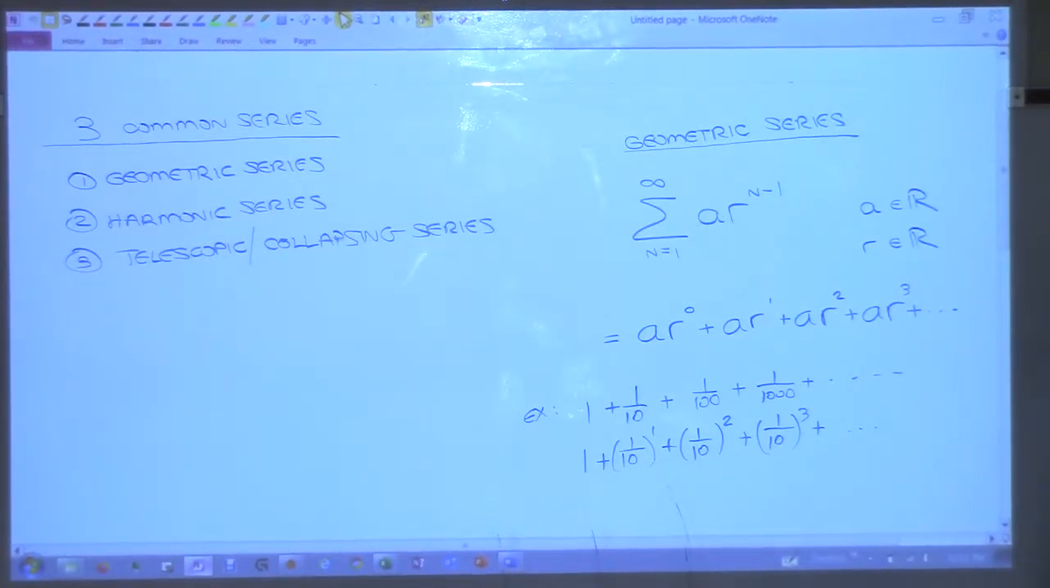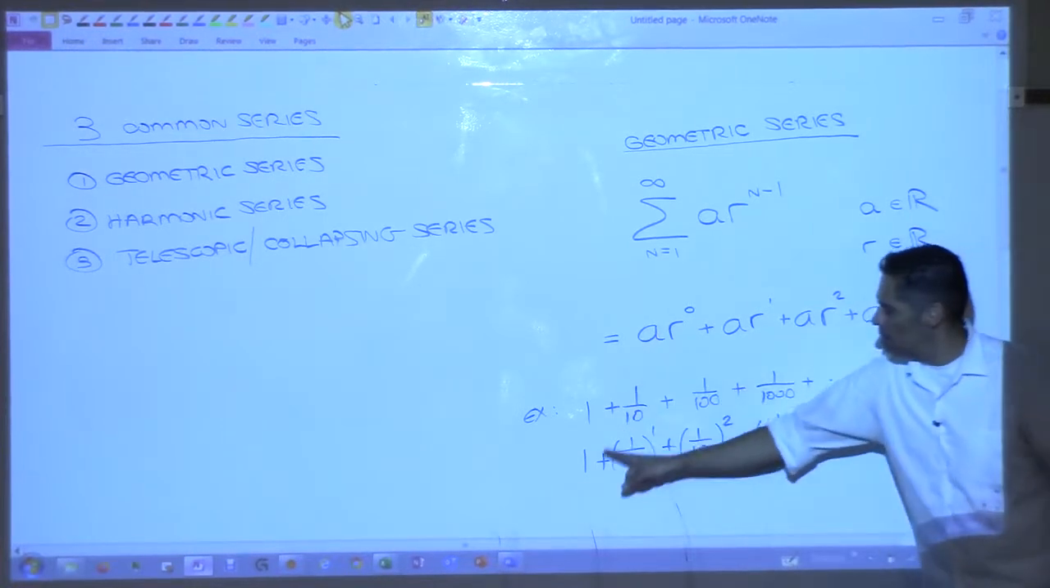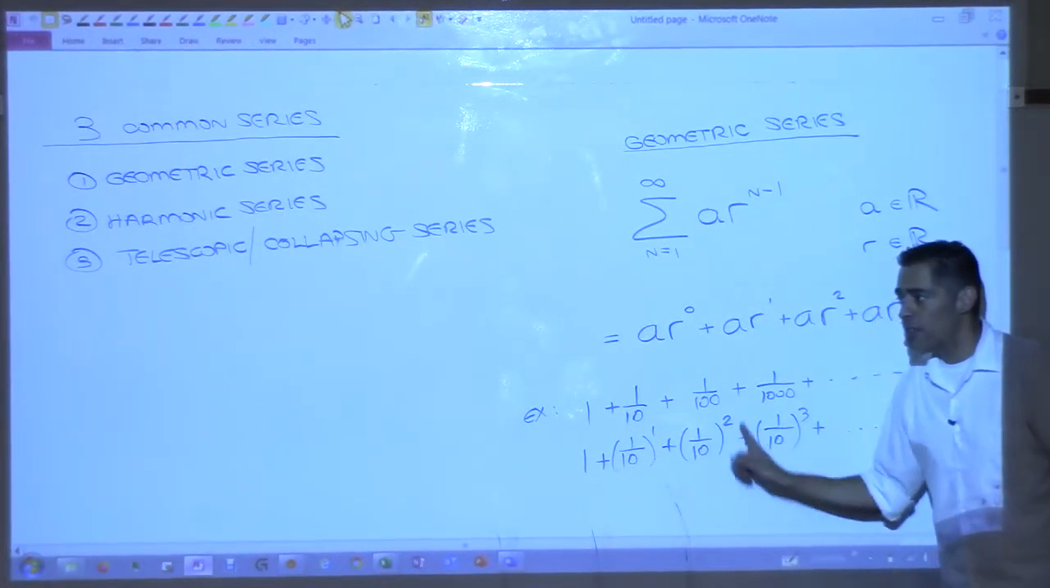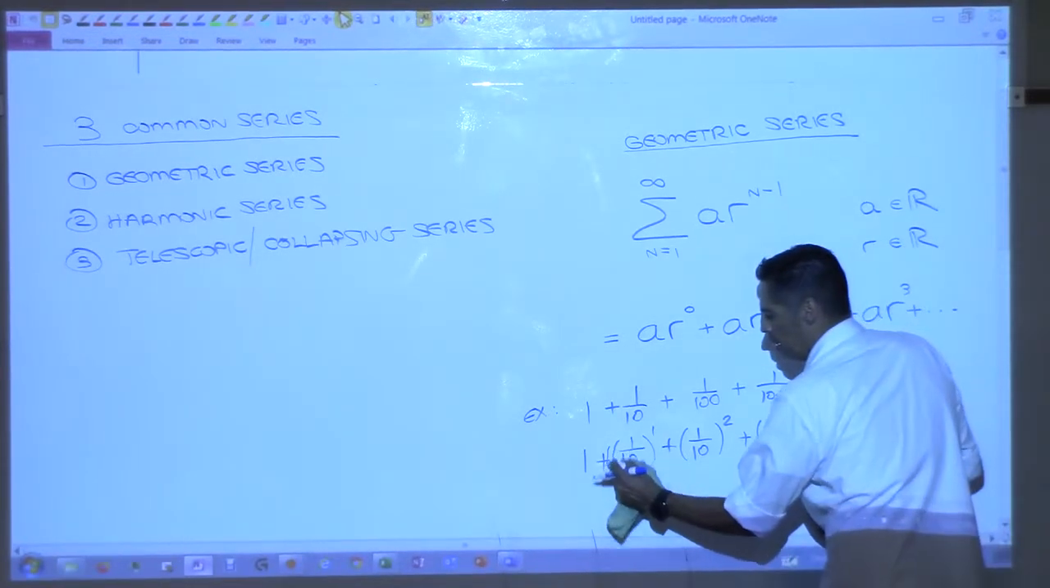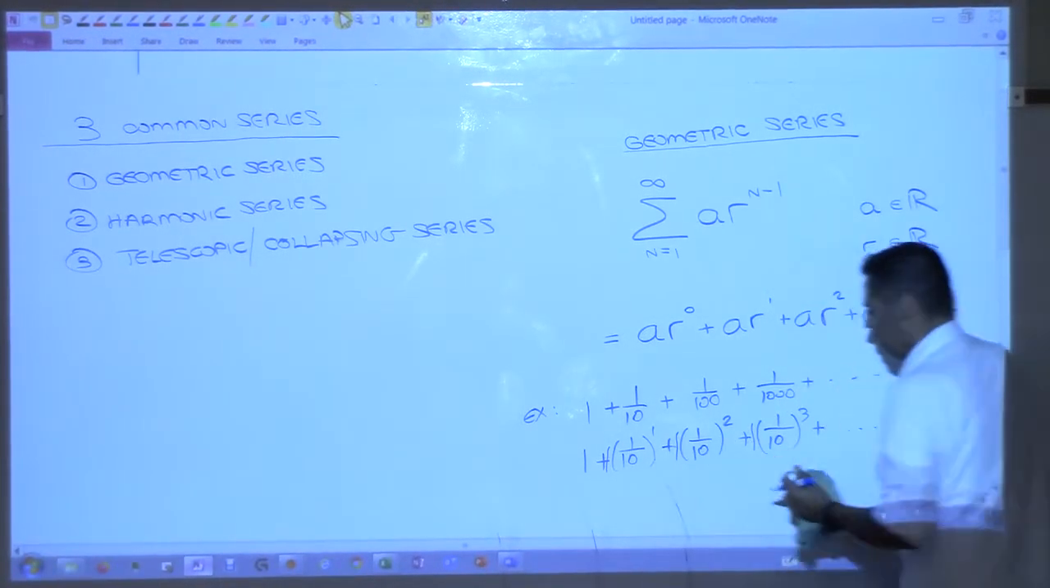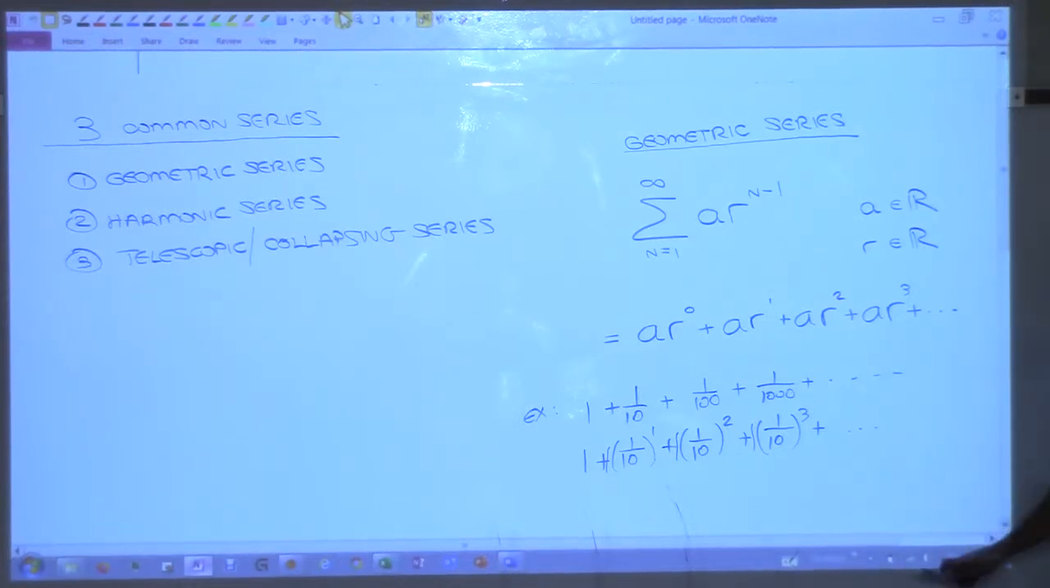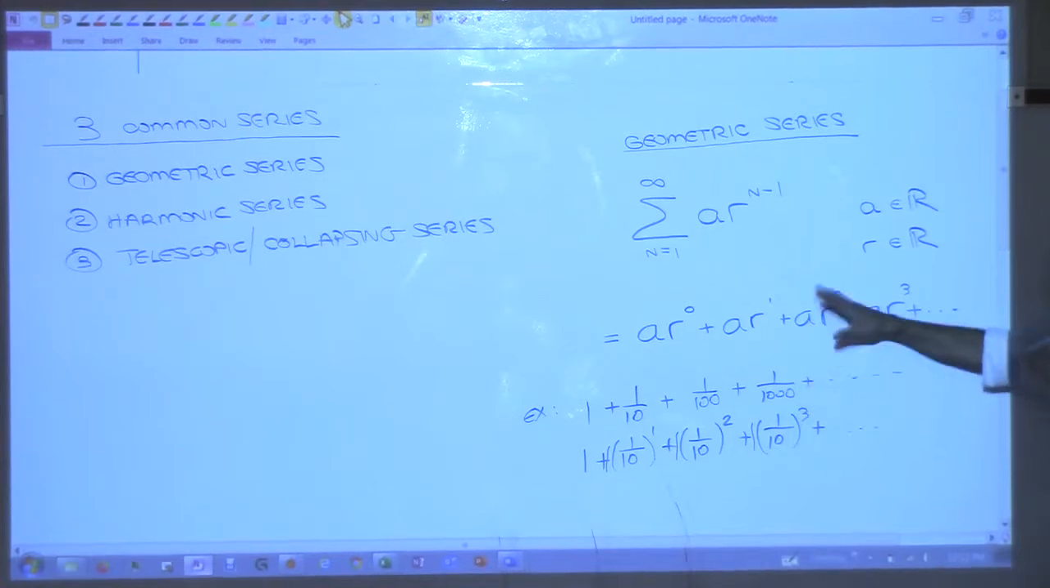What's A? A is 1, right? A is 1. And so there's a 1 in front of all these, right? So here A is 1. And what's R? R is 1/10. Do you all see that example? Okay, I just wanted to show you an example before I proceeded.